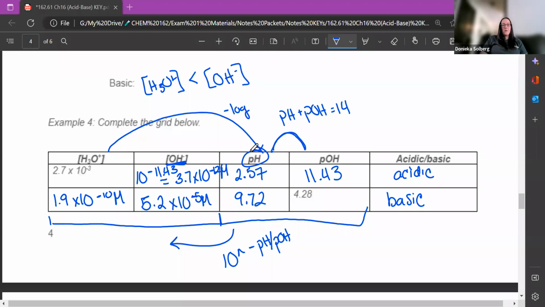All right, and here you go. I first did 14 minus 4.28 to get my pH. And then to get my H3O plus, I did 10 to the negative 9.72. To get my OH minus, I did 10 to the negative 4.28. And then I look at my pH, this should be basic. So if you have questions on that, please let me know.